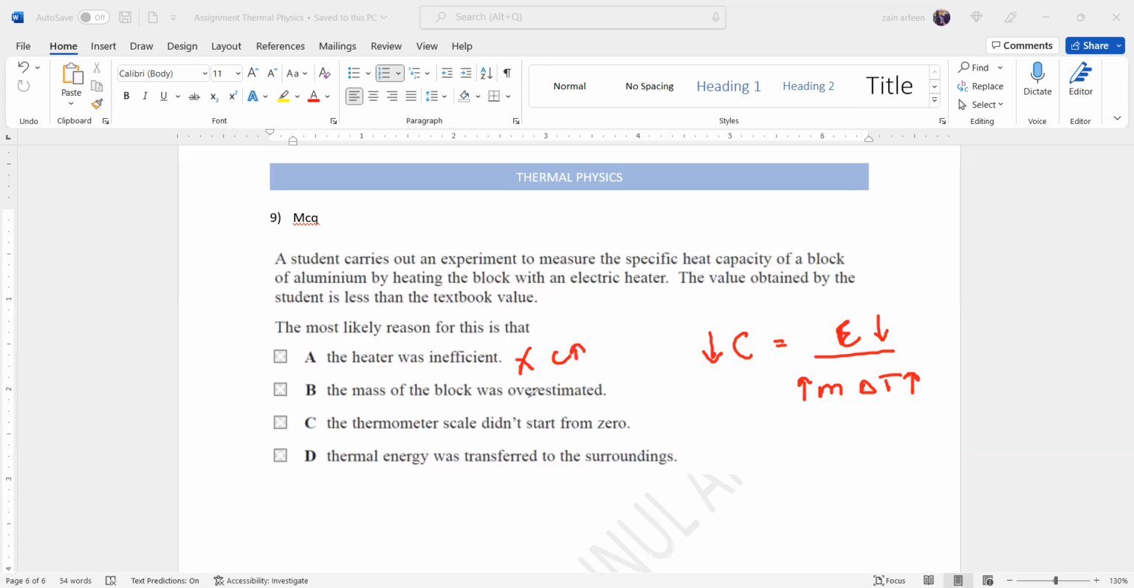If the mass of the block is overestimated, like you use a higher value than the actual value, as a result your specific heat capacity will be smaller. If the thermal energy is transferred to the surroundings, you have to supply more energy to reach a temperature change. So it will also give a higher specific heat capacity. Temperature scale did not start from zero. That does not affect anything. It will not increase or decrease.